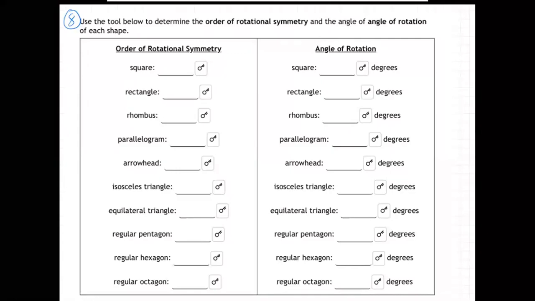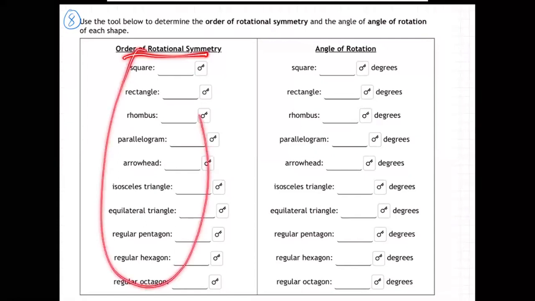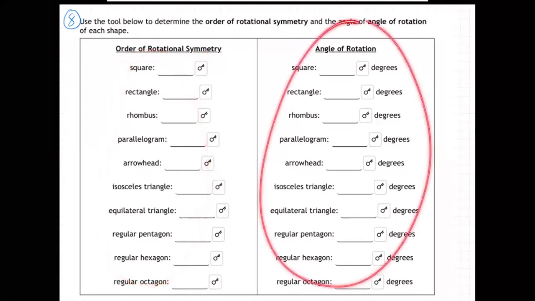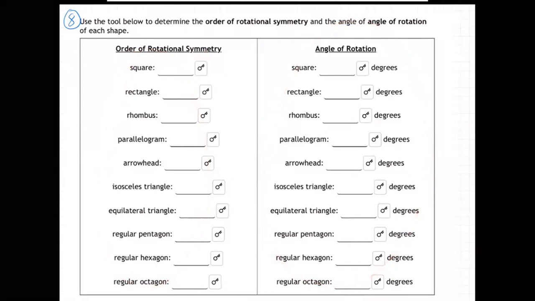Okay, so on this question, they're asking us to figure out the orders of these various shapes and the angles of rotation that they have. So what is the order?